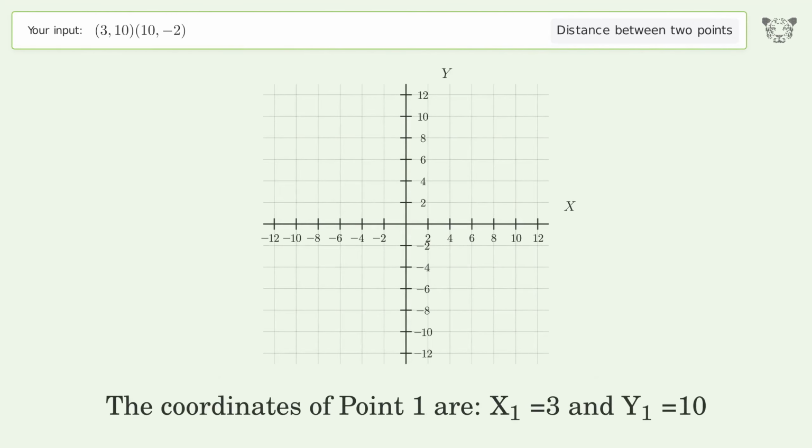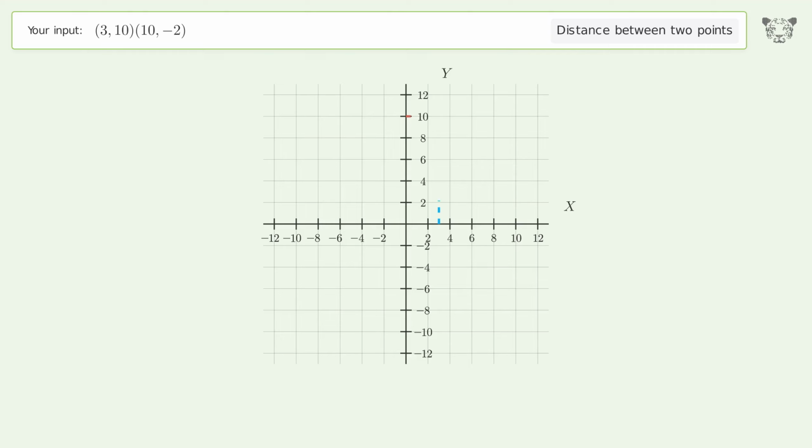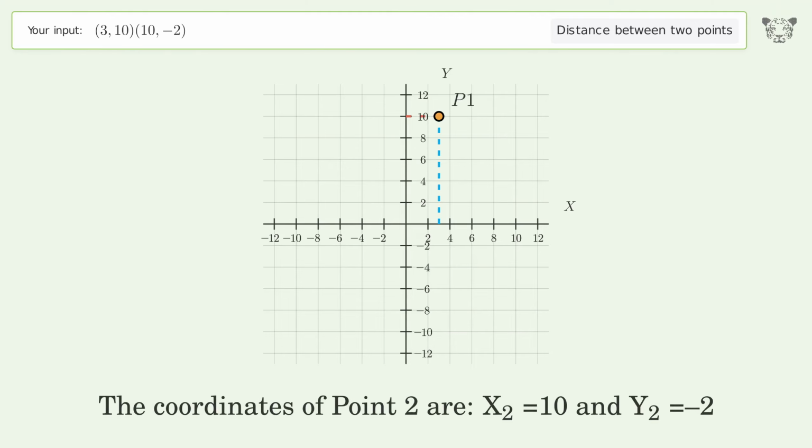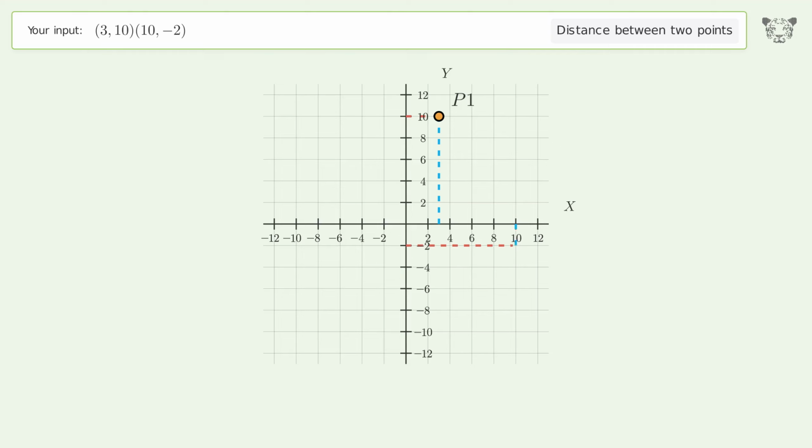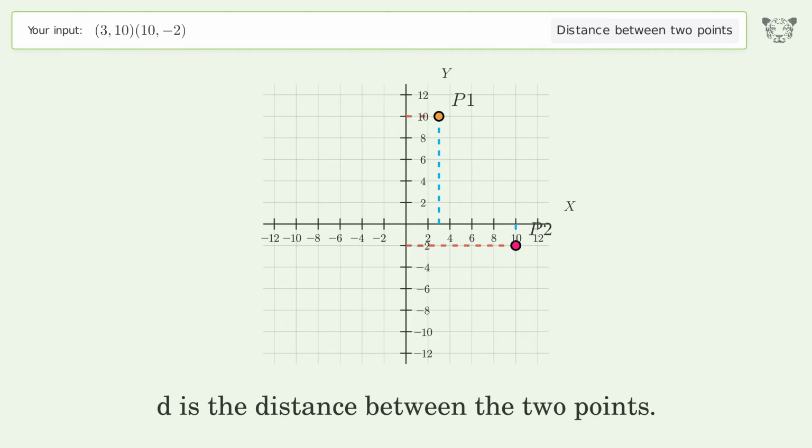The coordinates of point 1 are x1 equals 3 and y1 equals 10. The coordinates of point 2 are x2 equals 10 and y2 equals -2. D is the distance between the 2 points.